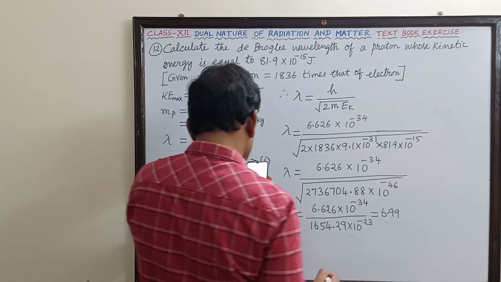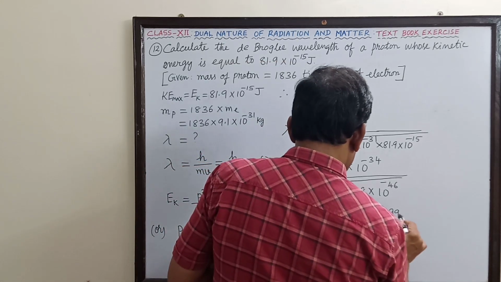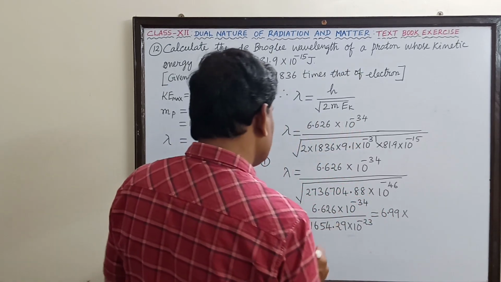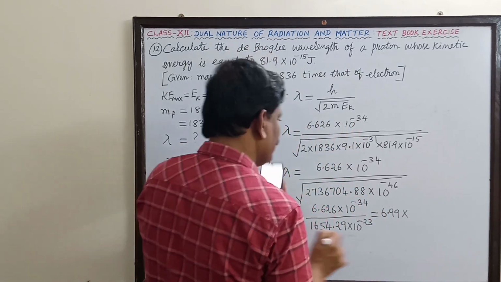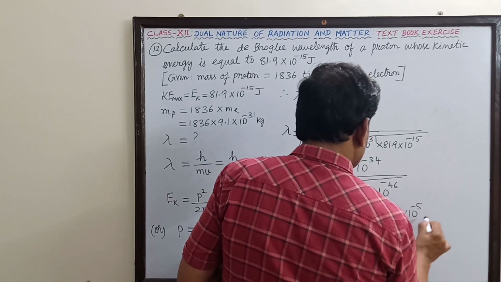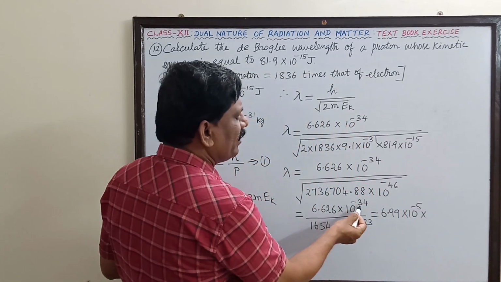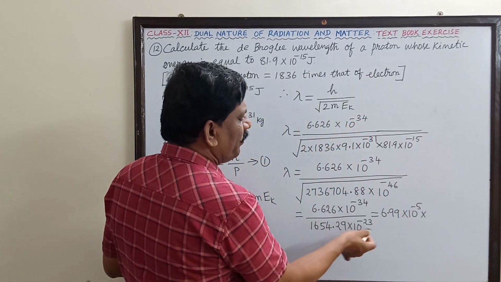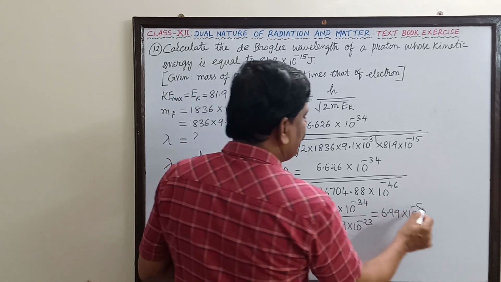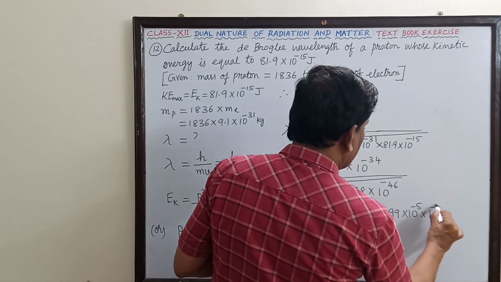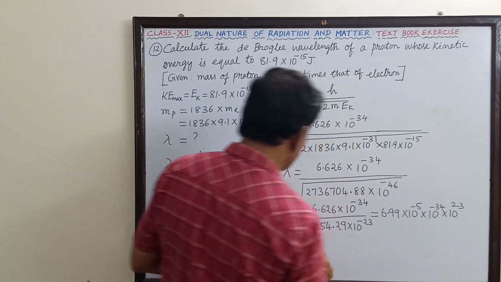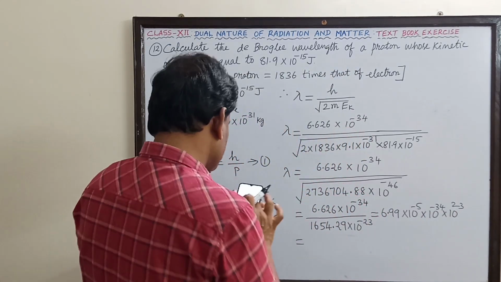So this is 6.99 coming, divided by 29 into 10 to the power of minus 5 is coming, into this 10 power minus 34. This is plus 23. That is into 10 to the power of minus 34 into 10 to the power of plus 23. So the powers we will have to adjust now.